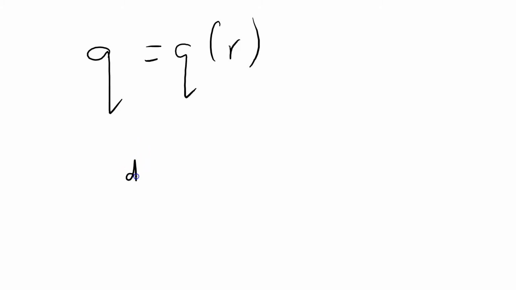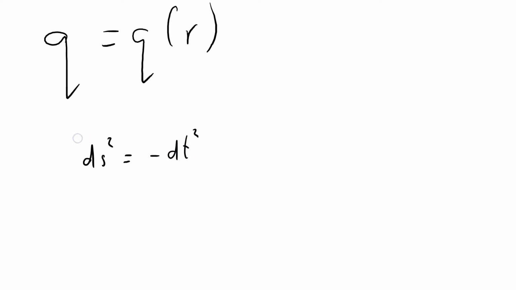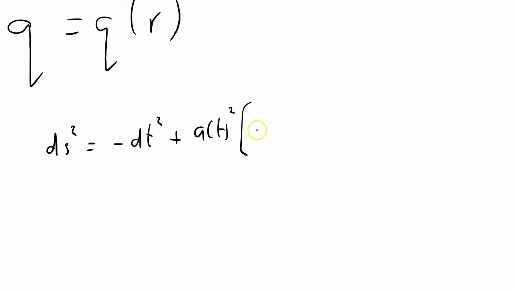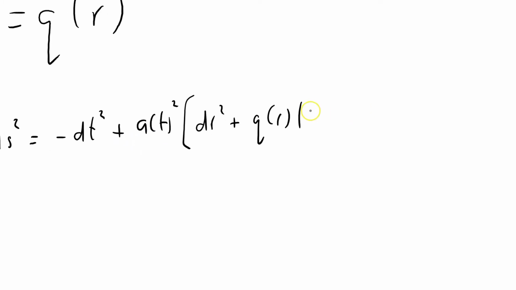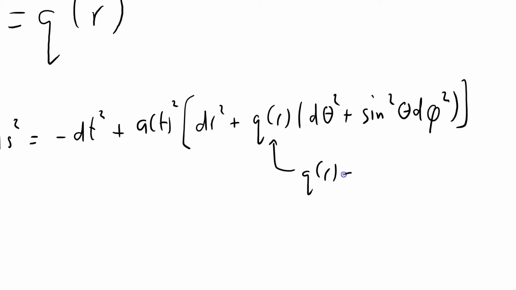What was Q? Well, the line element squared that we were considering was minus dt squared, with t being proper time for all the galaxies, plus a of t squared, which is the Hubble expansion term, times dr squared plus q of r squared times the angular terms. So that was d theta squared plus sine squared theta d phi squared. Is that right? So q of r equals r, q of r squared, that should be. Tells me we've got flat space.